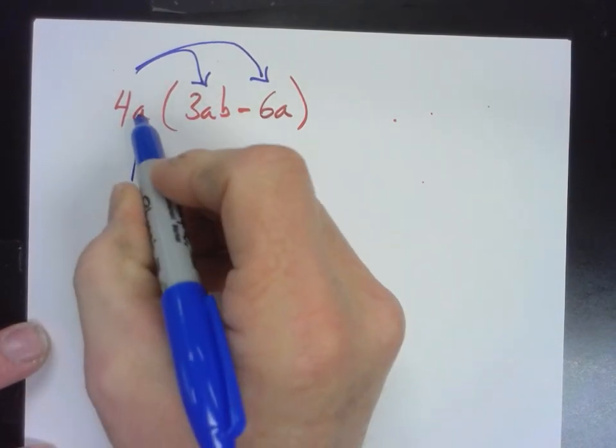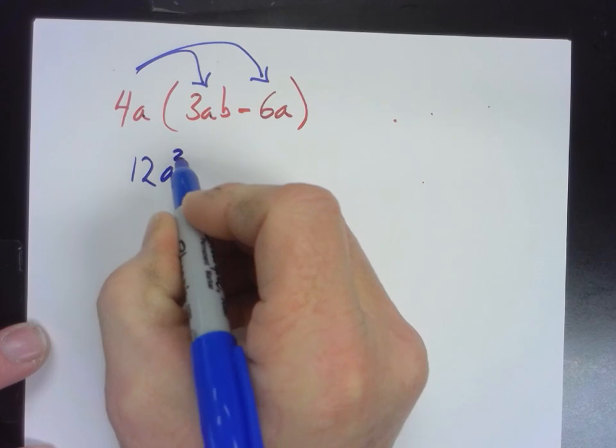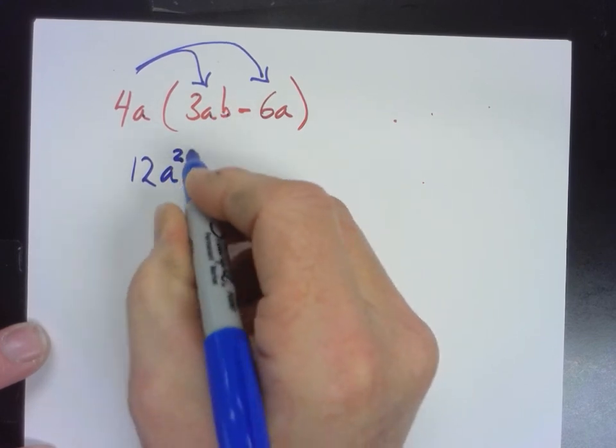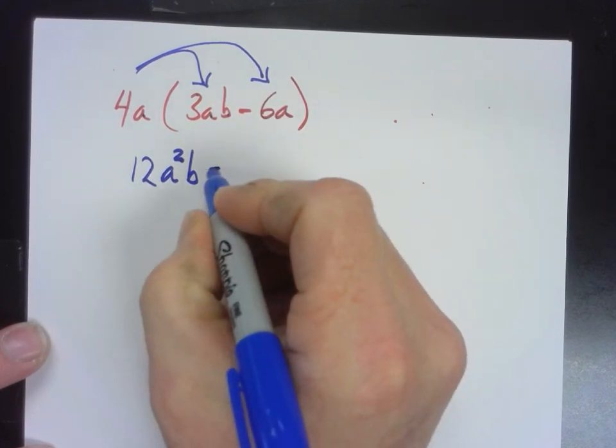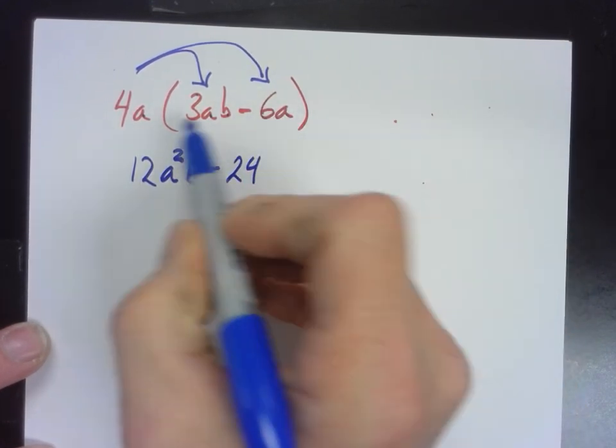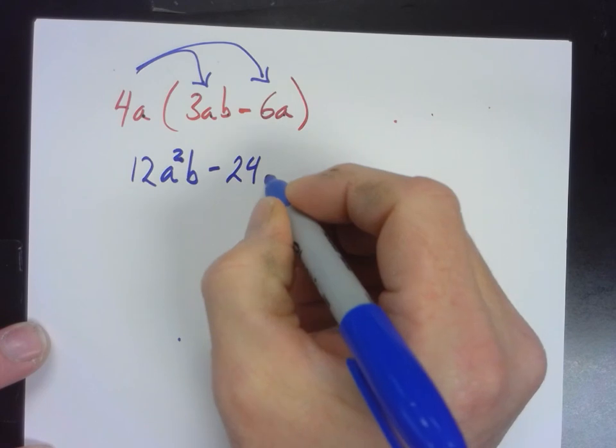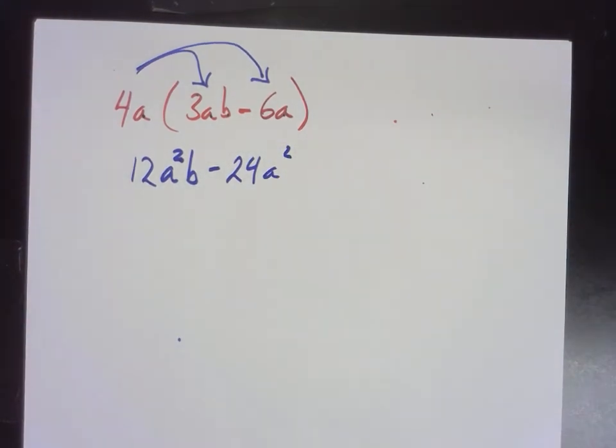Did you say a times a is a squared? And then also times b. 4 times -6. And then what's a times a? A squared. There we have it. Pretty simple, isn't it? So we're just taking a couple things you already know, putting them together into one problem, and that's mostly what we're going to do the rest of the year.